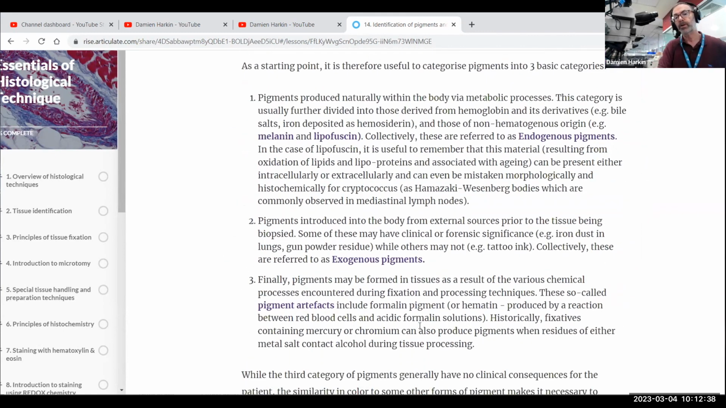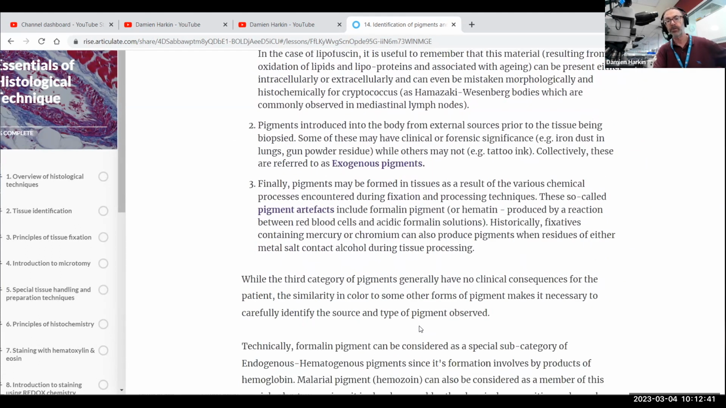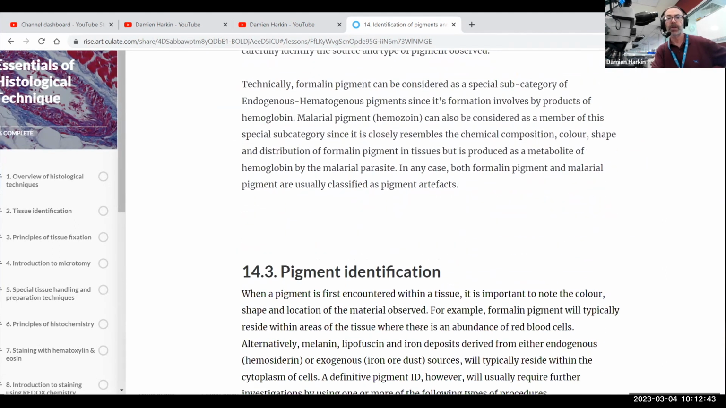Okay, so I've already alluded to the fact that there are different categories of pigments. I was mentioning how melanin can be regarded as an endogenous pigment. Turns out we can really define endogenous pigments into at least two broad categories. Those such as melanin and lipofuscin are in one separate category as being non-hematogenous, that is, they're not derived from the breakdown of red blood cell products derived from hemoglobin.